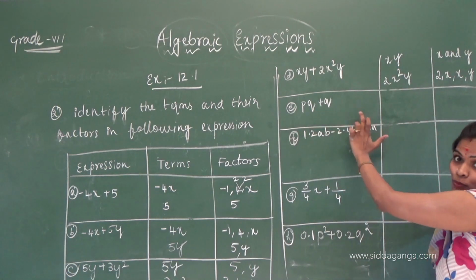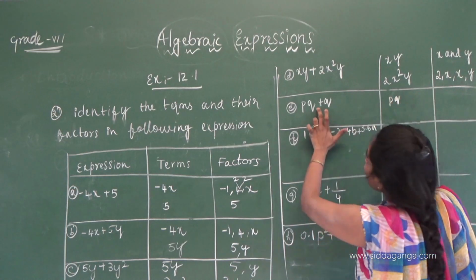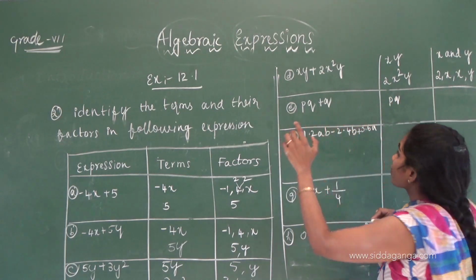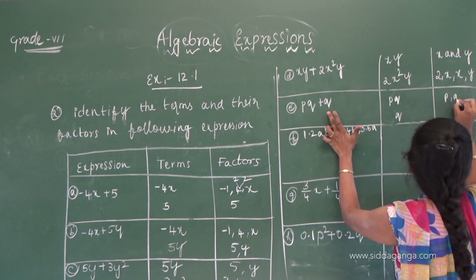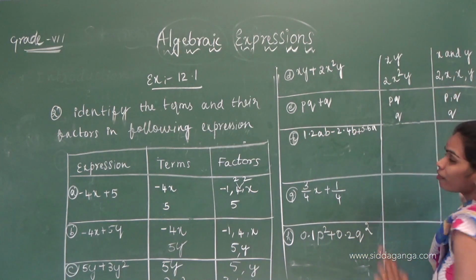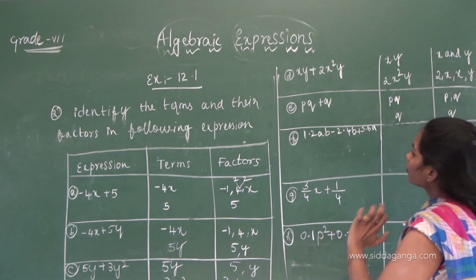Here, this is the expression pq plus q. There is one plus symbol, that's why 2 terms are there: pq and q. p, q are the factors of pq, and q has only one factor, otherwise 1 and q are the factors of the term q.